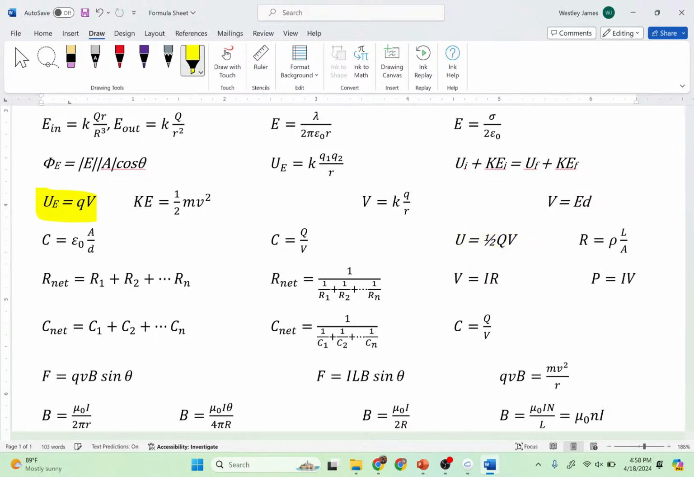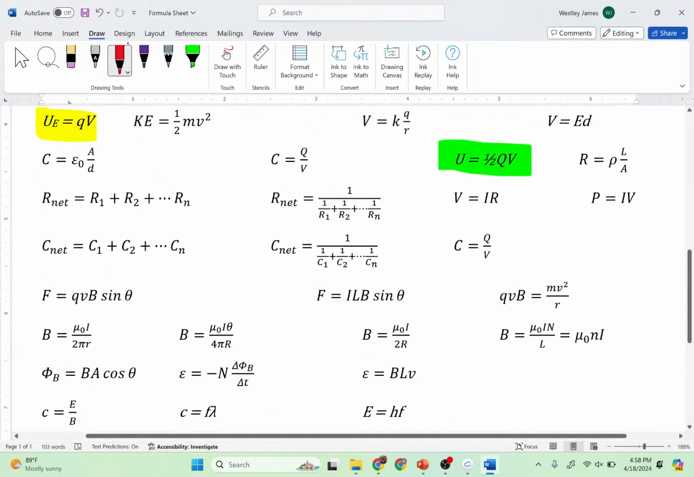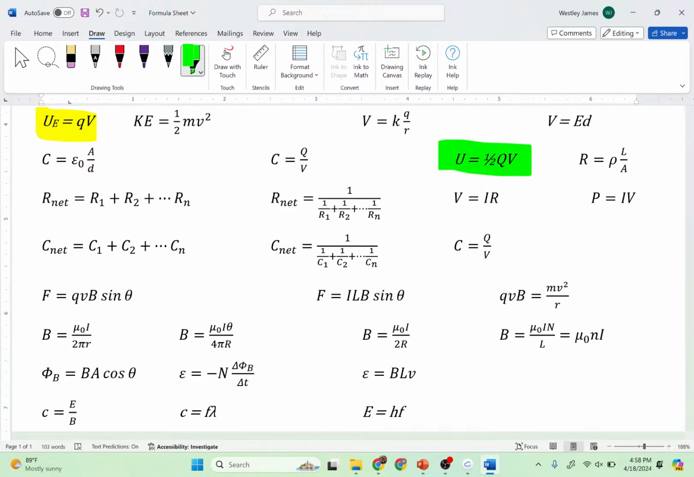The one that I'm highlighting in green, U equals 1/2 QV, that's for a capacitor. The one over here that's in yellow, that's for a point charge. If you want the energy of a point charge, QV. You want the energy in a capacitor, 1/2 QV. They're two equations for two different things. Throughout this formula sheet, there are many cases where one variable repeats. Look at this bottom down here, B equals mu naught I over 2 pi r, B equals mu naught I theta over 4 pi r. There's a lot that say B equals because they're all used for different things.